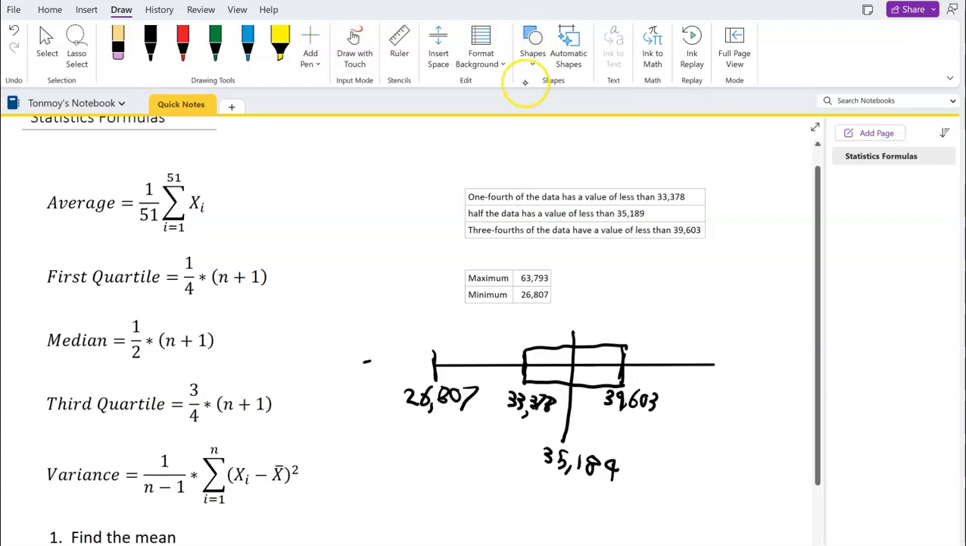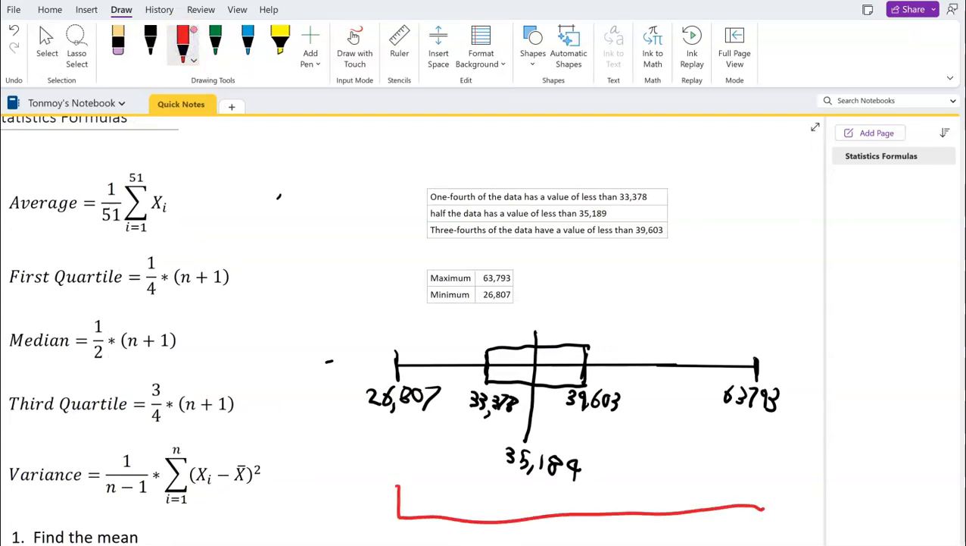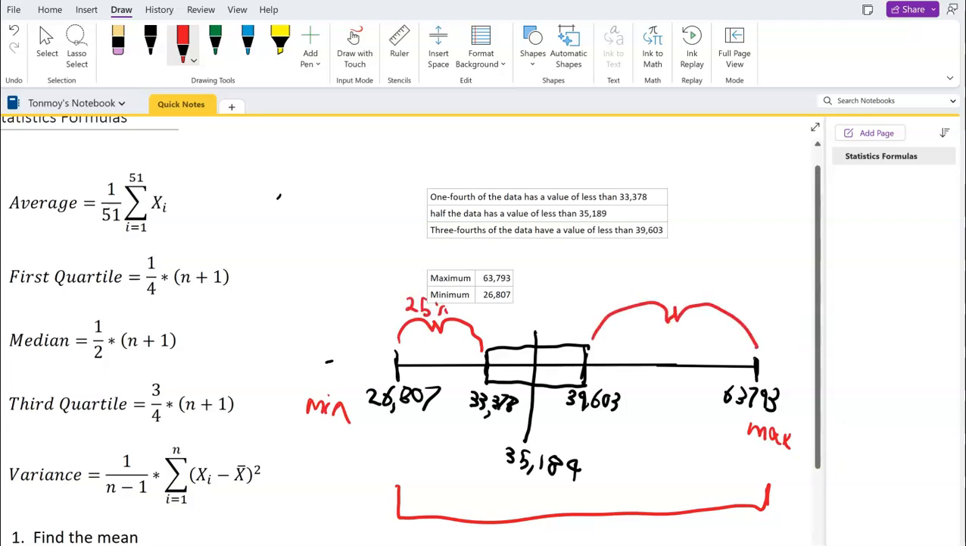Now, if you notice, our number here is going to be a lot longer. So let us make this line a lot longer. And now we will say the max is 63,793. So this is telling us then what the data looks like. I know that the data ranges from this to this. This is the minimum value. This is the maximum value, okay? So the first 25% of the data is here, and then the next 25% of the data is here.